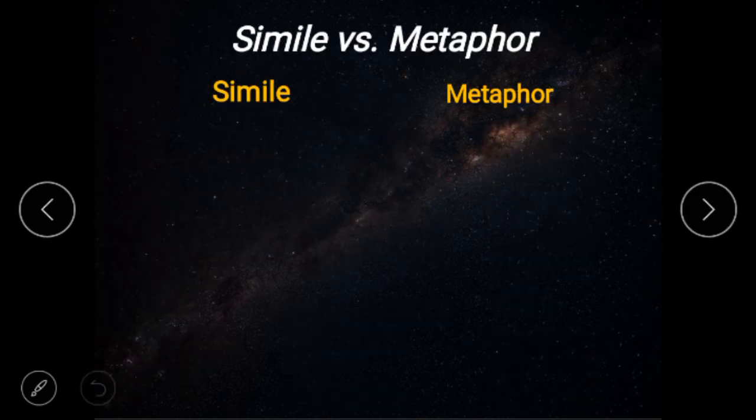Let's look at the difference between simile and metaphor. Both are used for comparisons, but we remember that simile is always used with as and like. Whenever you see as and like in the verse, it is simile. If as and like are not used, but still a comparison is being made, it's a metaphor.